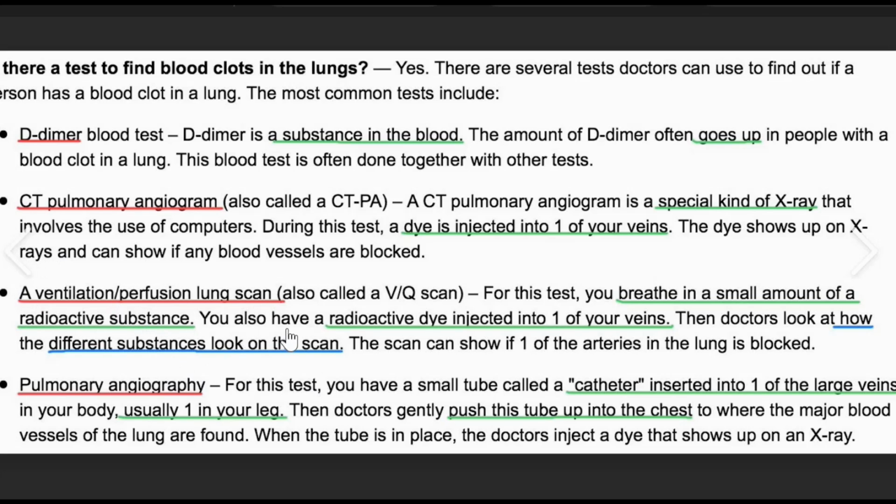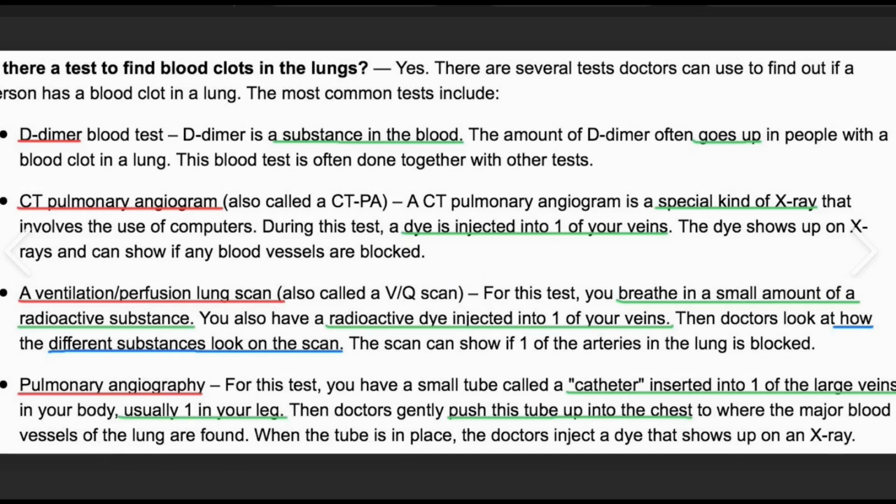Usually this test is preferred when CT pulmonary angiogram cannot be done or when it is contraindicated. For example, if a patient is allergic to the dye, the contrast, you cannot do CT angiogram. Or if it is a renal patient in acute renal failure, because the contrast used for CT angiogram is renal toxic, it can damage the kidneys. So if the patient is in renal failure or allergic to this contrast, then the preferred method is VQ scan. Other tests involve pulmonary angiography.